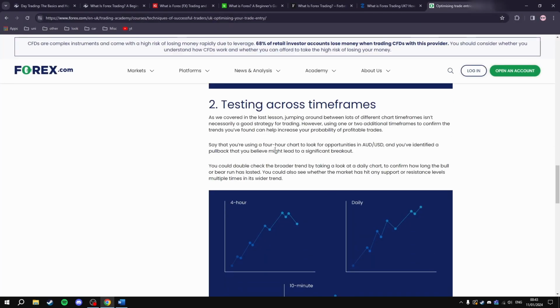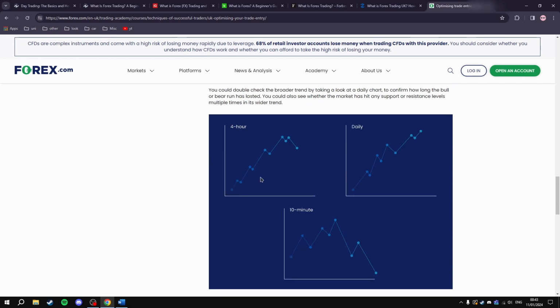Say you're using a 4-hour chart to look at opportunities in AUD/USD, and you've identified a pullback that you believe might lead to a significant breakout. You could double check the broader trend by taking a look at the daily chart to confirm how long the bull or bear run has lasted. You could also see whether the market has hit any support or resistance levels multiple times in its wider trend.